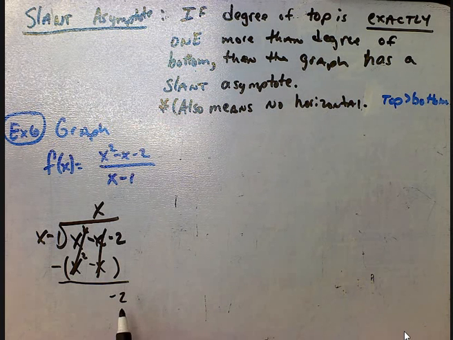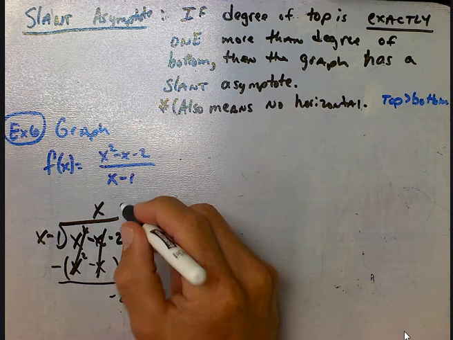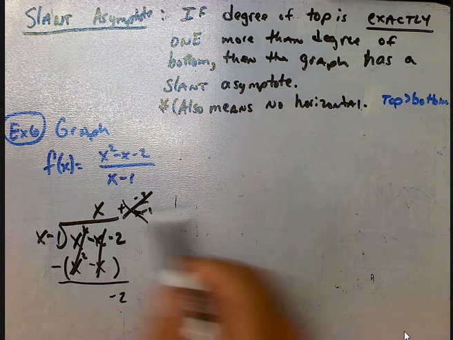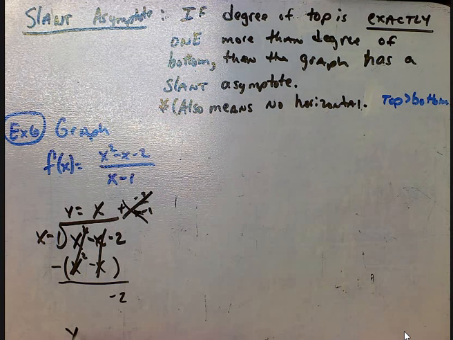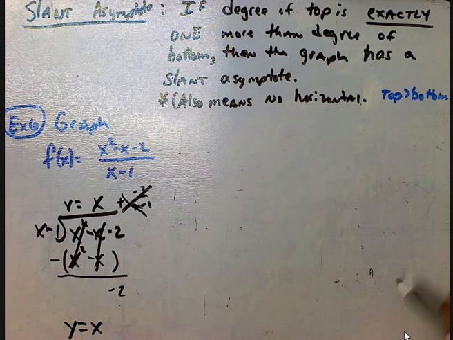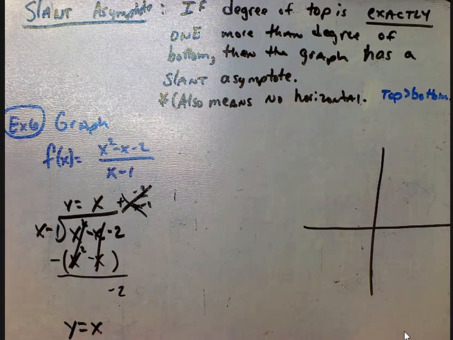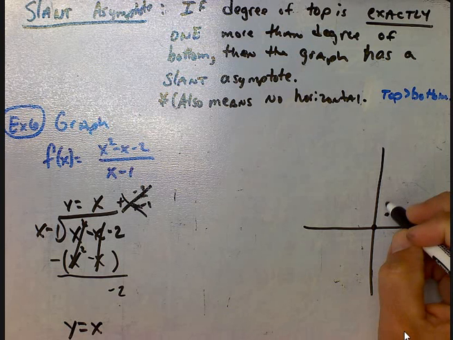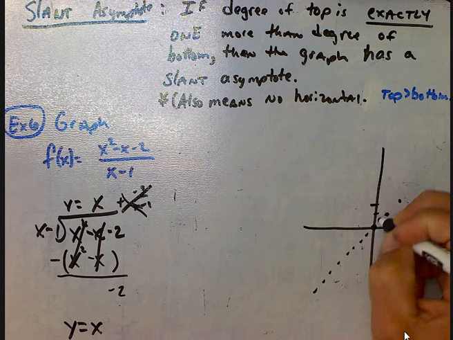Well, the remainder does not matter. The equation is going to be, if I can write, plus negative 2 over x minus 1, but the remainder does not matter. The equation is simply going to be y equals x is the equation for that asymptote. So, to graph a line y equals x: 0, 0, up 1 over 1, up 1 over 1. And we have our slant asymptote looking something like that.